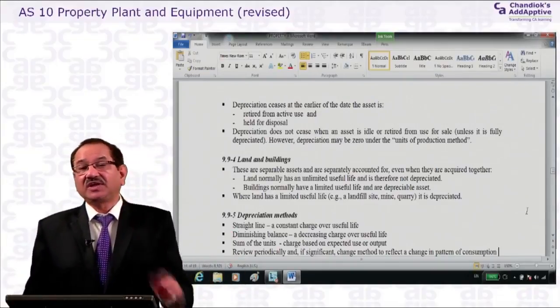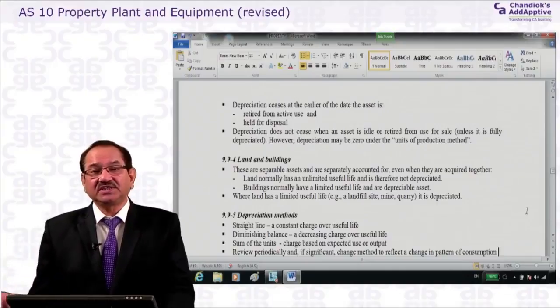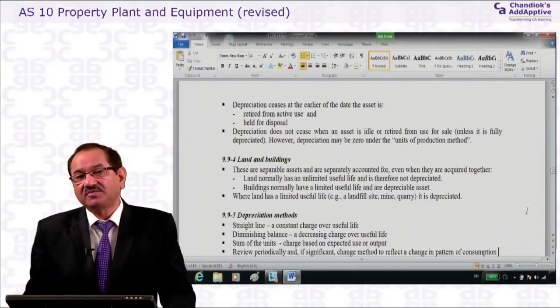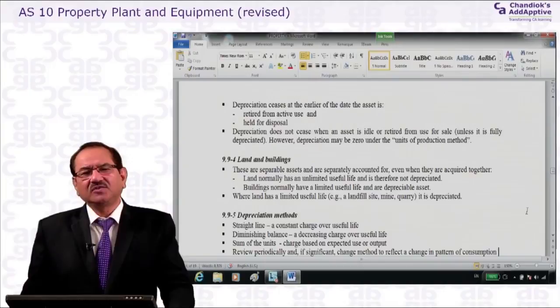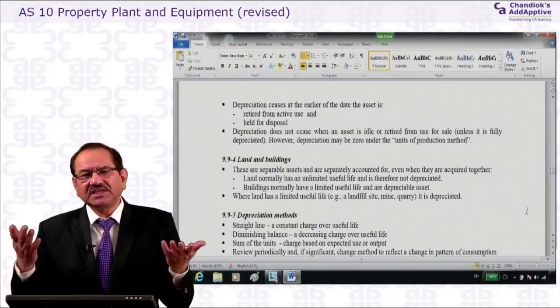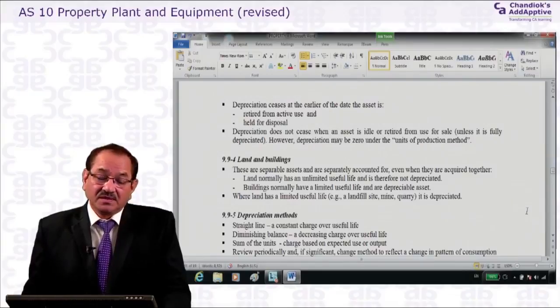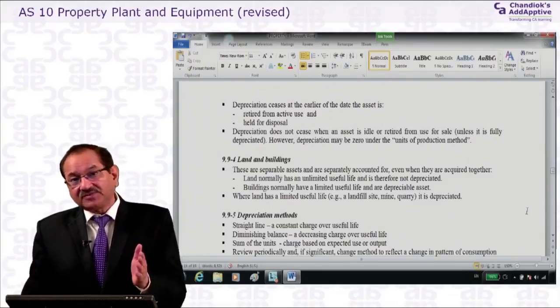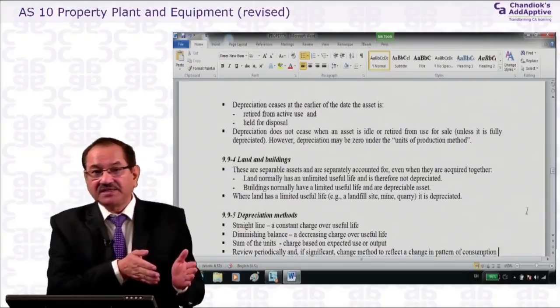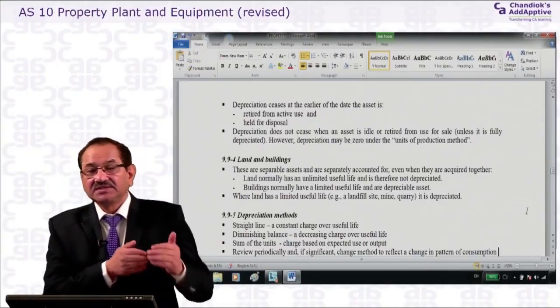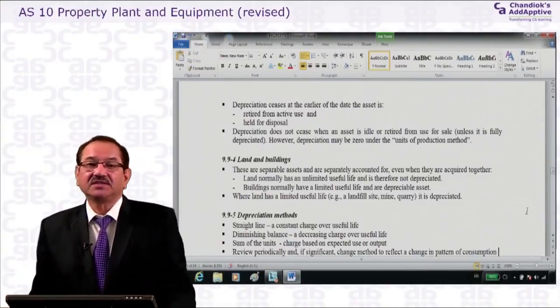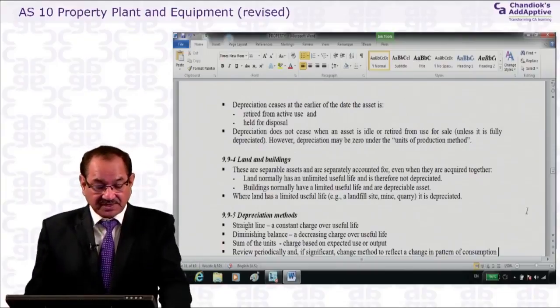But if it is leasehold land, with a lease period of 30 years or 40 years, for which you have paid a certain amount, certainly you have to provide depreciation for it because it has a limited useful life. You can compute. So that's why the land has to be shown separately in the balance sheet and not together with the building. It has to be bifurcated.